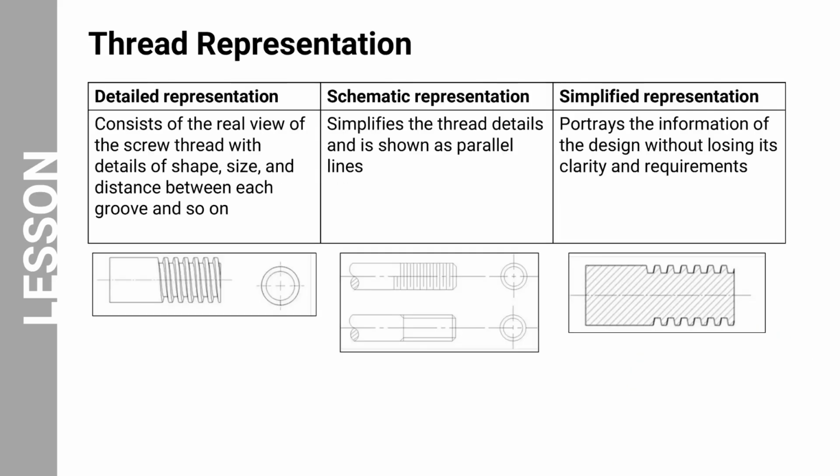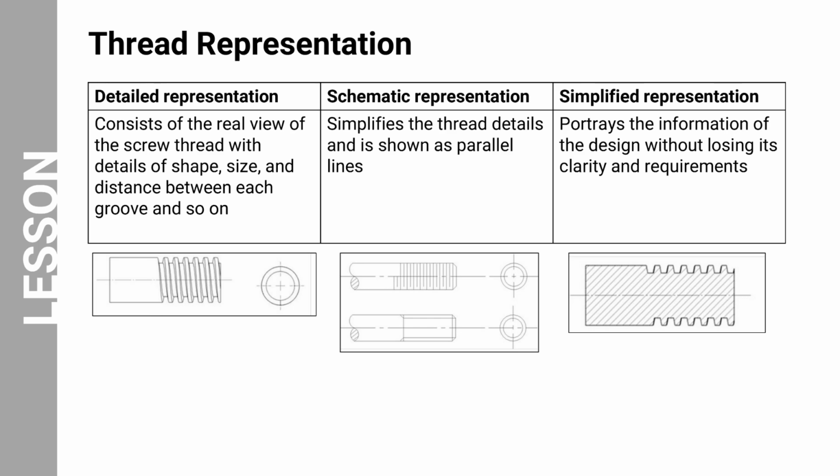If a part requires the use of screws, it is important to designate this on the blueprint. This can be done through screw thread representation. There are three ways to represent a thread on a blueprint: detailed representation, schematic representation, and simplified representation.